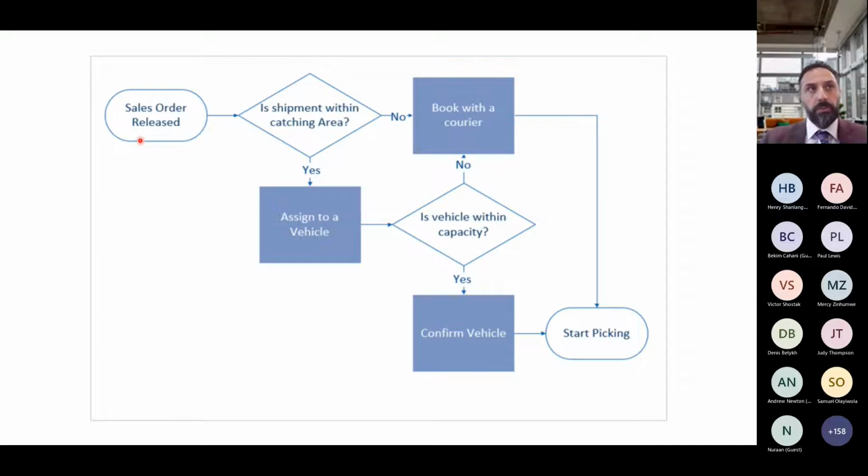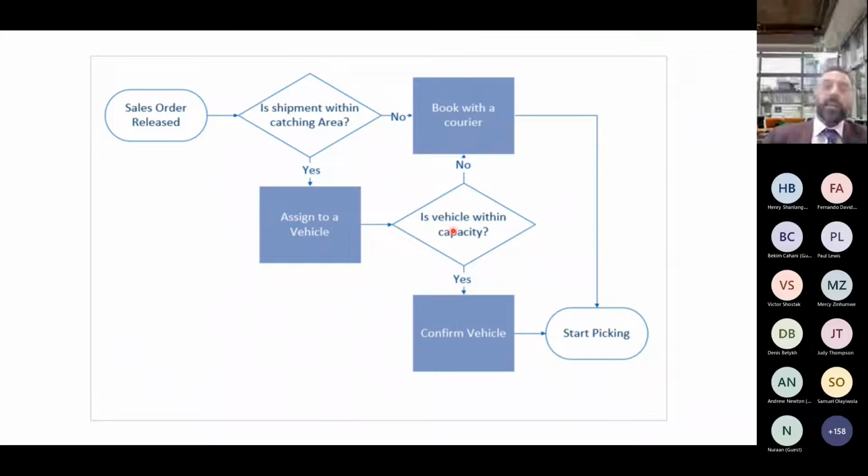So we start from a sales order released by sales representatives or customer service. And then the first thing we need to identify is if the shipment is within a certain catching area. Again, as I said, maybe 2 hours driving from our warehouse. Therefore, we base it on postcodes and cities, for example. If the shipment is outside a catching area, then we default the order to a courier. And of course, we start picking, and the order is assigned to a courier, no problem. But if the shipment is within a specific catching area that we serve with our lorries, then of course we need to assign a vehicle.